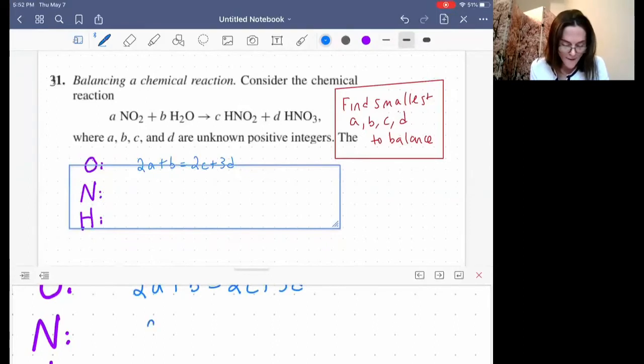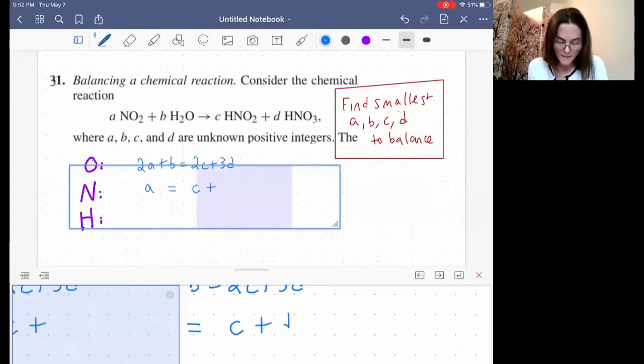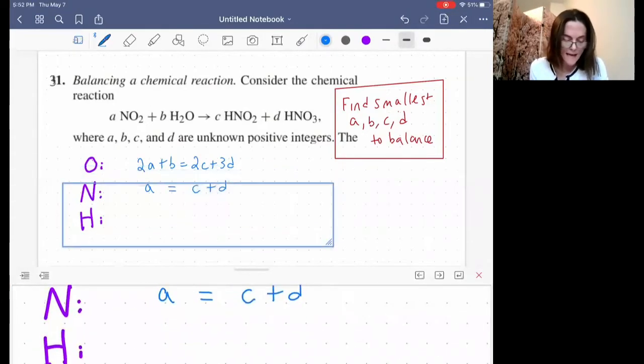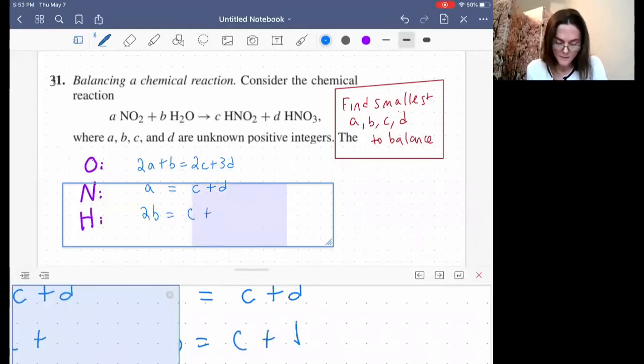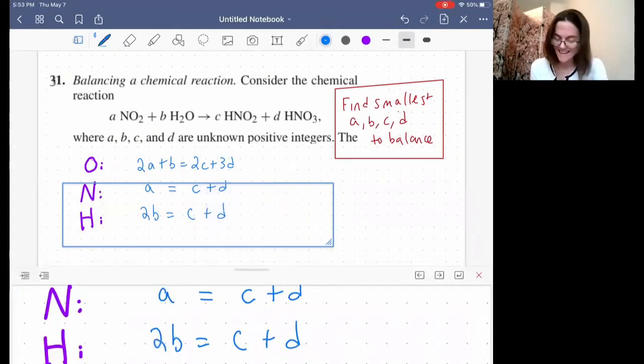For N, we would have A plus, oh, well, we don't even have a B, right? There's no nitrogen there. A will equal C plus D, okay? And then the last one comes from the hydrogen. You notice on the left-hand side, there's none in the A, but we do have 2B equals, and then we are going to have C plus D. Okay, it looks good to me.